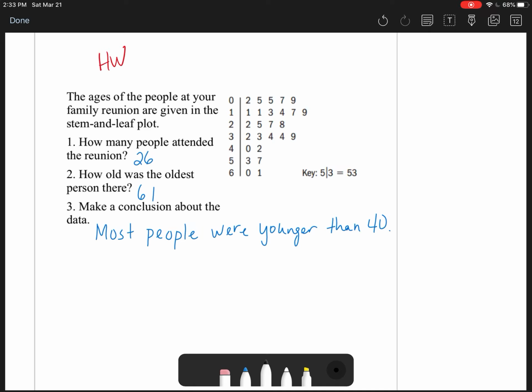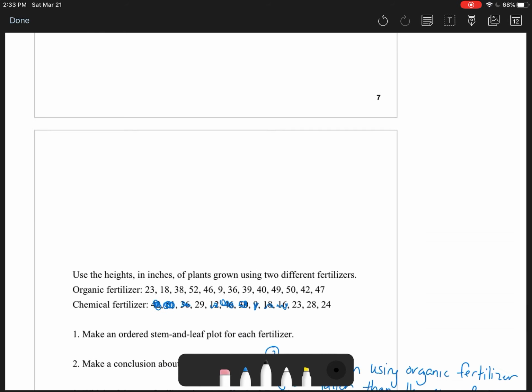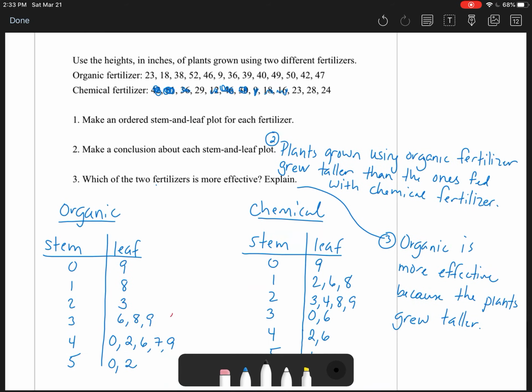You can state some other conclusions that you may have seen, such as there were 2 people in their 60s, there were 2 people in their 50s, there were 2 people in their 40s, and so on. You could say that there were 1, 2, 3, 4, 5 kids under the age of 10. There were 1, 2, 3, 4, 5, 6 teenagers, and so forth.